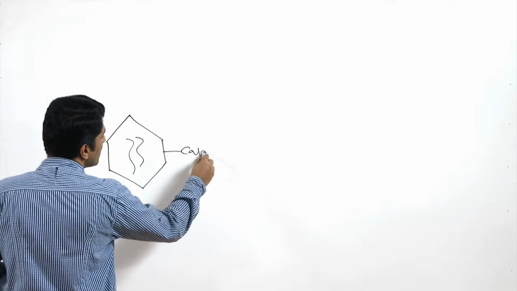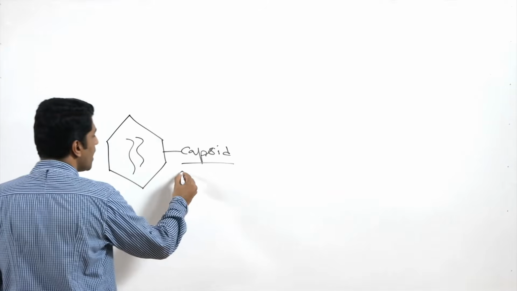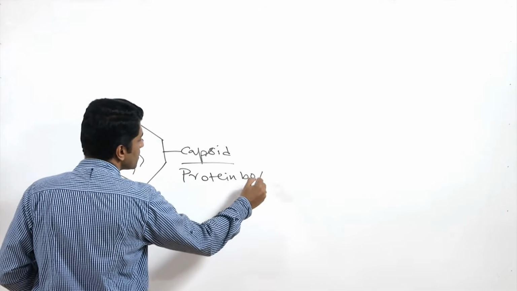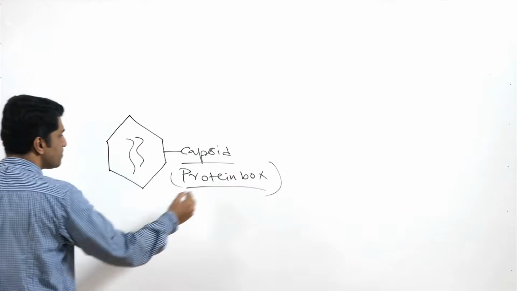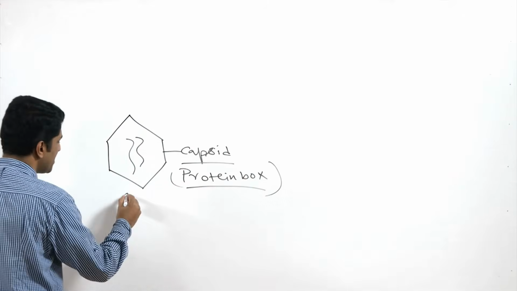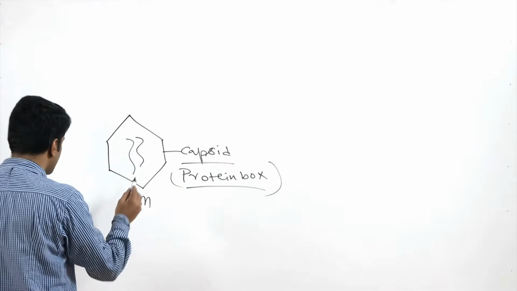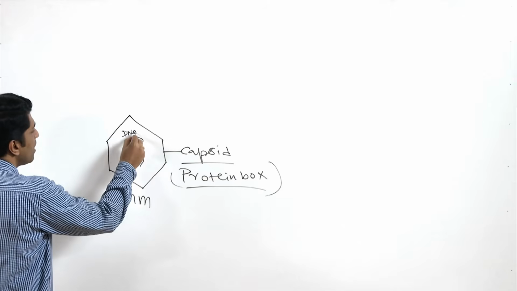So this is a viral capsid. So you can simply call it like a protein box. So it is made up of protein, and as you know, the size of all the viruses is in the range of nanometers, and the main important component of any virus is its genetic material, either DNA or RNA.